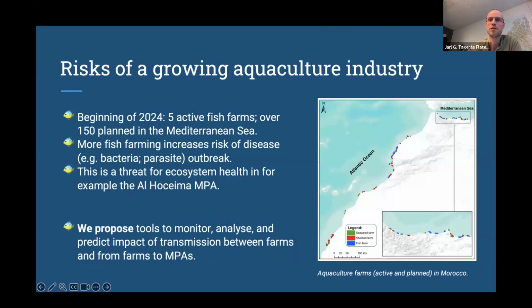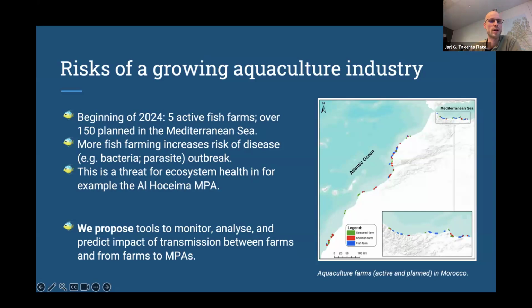So there are plenty of risks when you're growing an aquaculture industry in a nation. And Norway has been one of the pioneering nations which have had to deal with and learn how to deal with many of these risks.